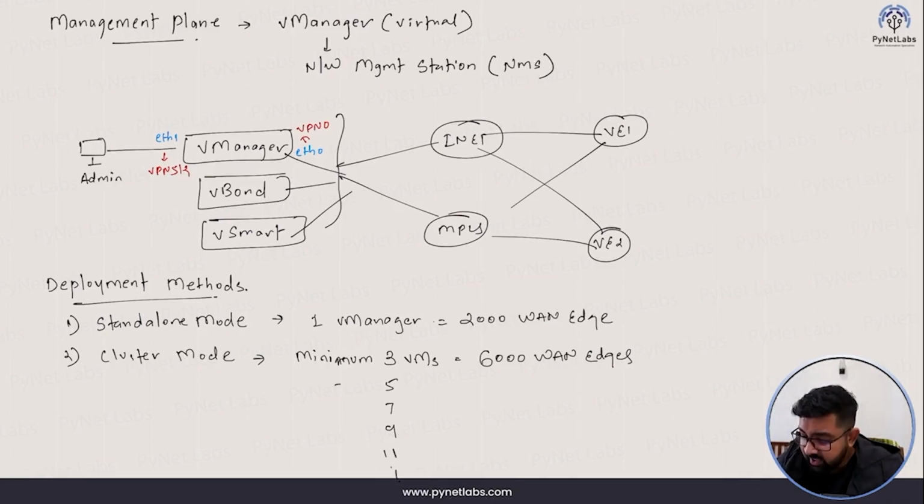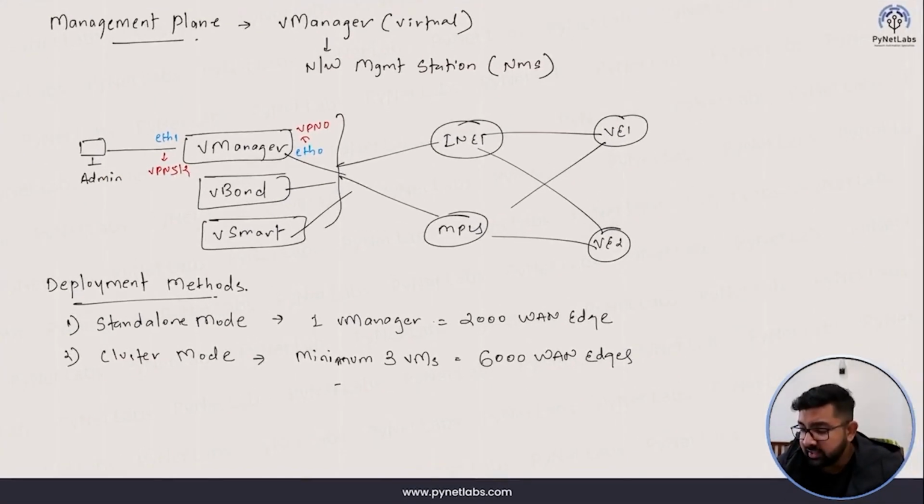But you cannot deploy it with 4 vManagers or 6 vManagers. So odd numbers of vManagers need to be deployed. Even numbers cannot be deployed, to avoid split brain scenarios, right? That's the deployment method that you can follow. And like I said, one vManager manages 2000 devices, three vManagers can manage up to 6000. If you deploy five vManagers, it can manage up to 10,000 devices over there, right? So those are the deployment methods.